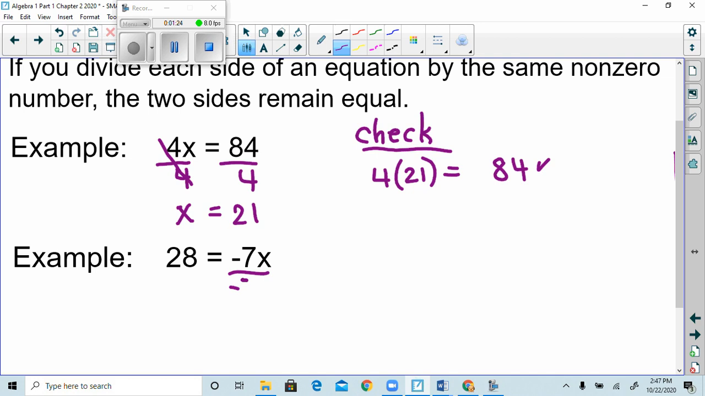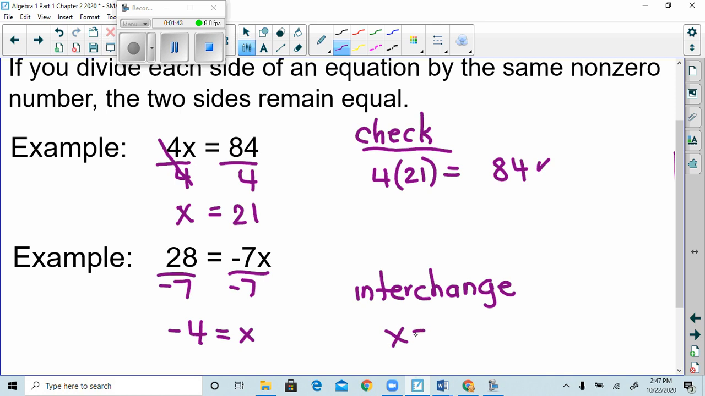The second problem, again this time my variable's on the right. I'm still going to isolate it by using this division property of equality and dividing by negative 7. I'm going to see that the signs are unlike, so I get a negative 4 is equal to x, and I'm going to do, once again, the interchange. When I do an interchange, I'm going to just reverse and have x is equal to negative 4.